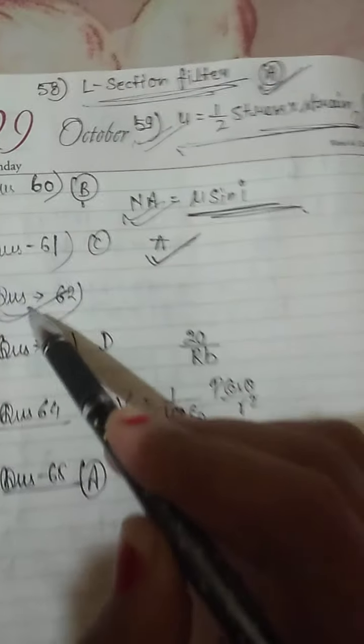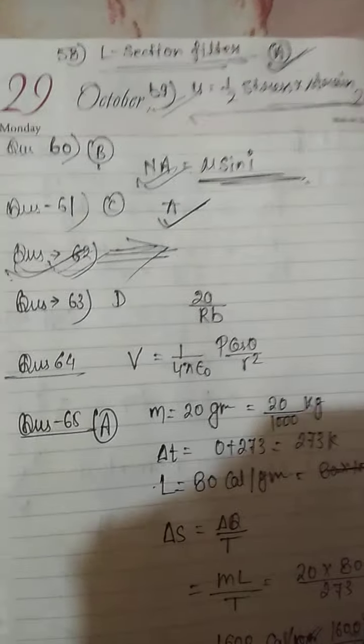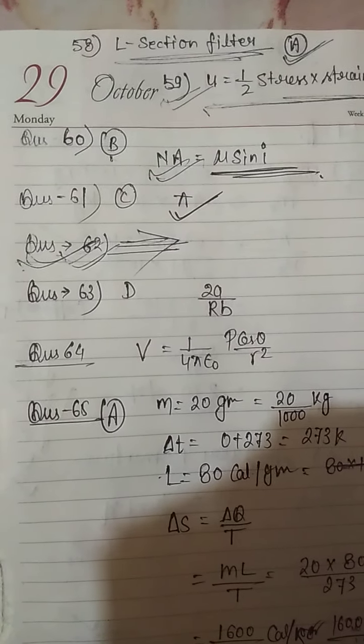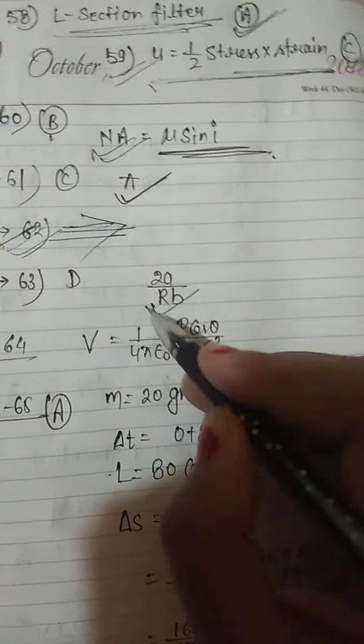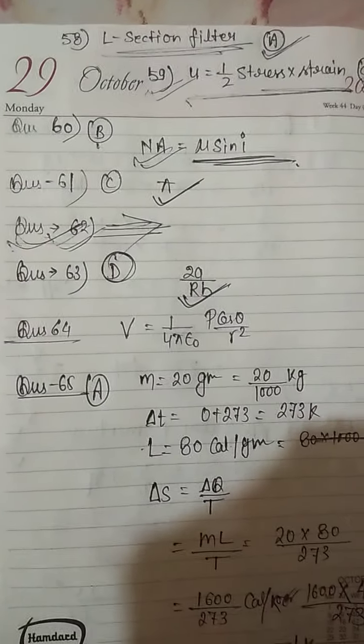Next question number 62. Sorry. Question number 62. There is some problem in this question, so I haven't given the answer. Question number 63. For a van der Waals gas, the inversion temperature at low pressure is. Directly asked question, 2a upon Rb. So option is D.